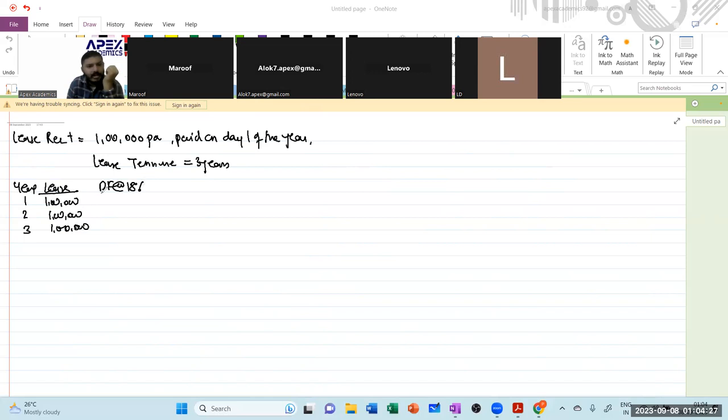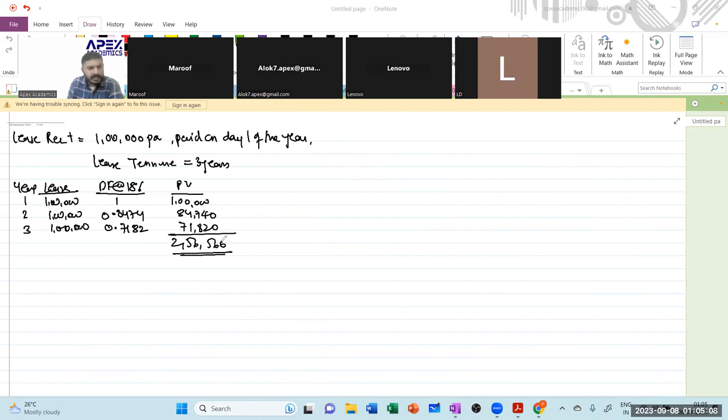Discounting factor at the rate of 18%: 1 divided by 1.18, 0.8474, and next year 0.7182. Present value: 1 lakh, 84,740, 71,820. Total: 1 lakh plus 84,740 plus 71,820. What is your total? 256,560.